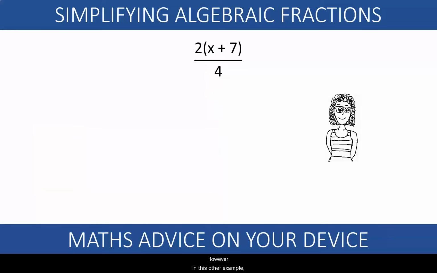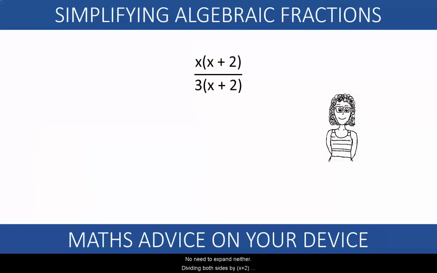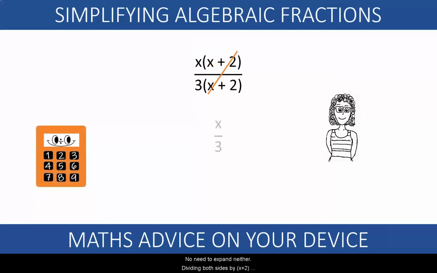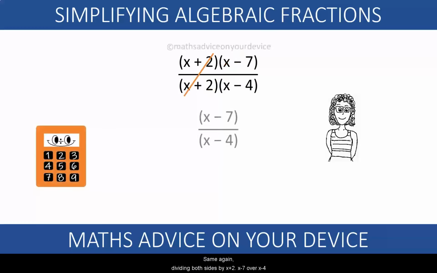In this other example, there is no need to expand. This is because 2 at the top and 4 at the bottom have a common factor. Dividing both sides by the common factor 2 is much easier. No need to expand either. Dividing both sides by x plus 2, we end up with x over 3. Same again, dividing both sides leads to x minus 7 over x minus 4.